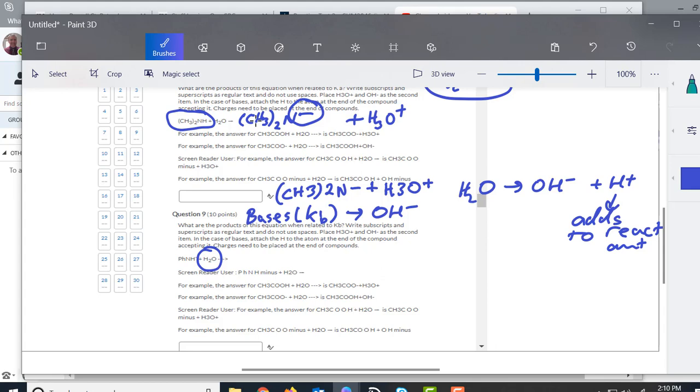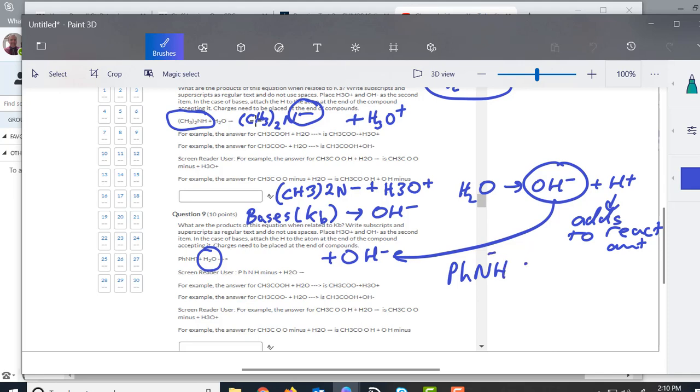So really what we're doing is we've got the OH minus here, that's going to be our second product. I'll go ahead and put that in. So that's this here, that goes down here. Now the H plus will go with the PHNH minus, plus H plus will give PHNH2. So that's going to be this second product down here.